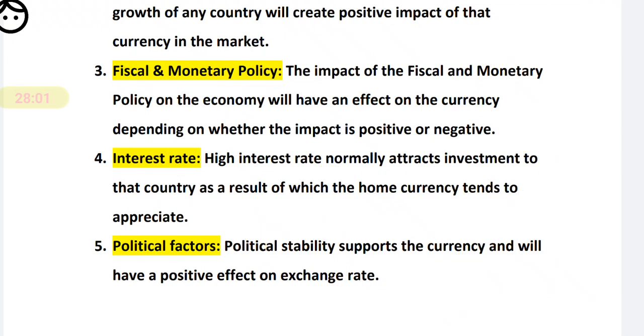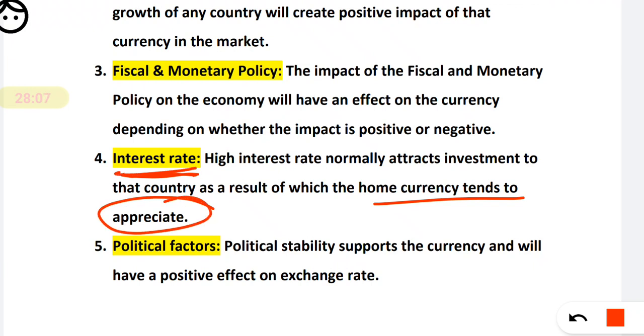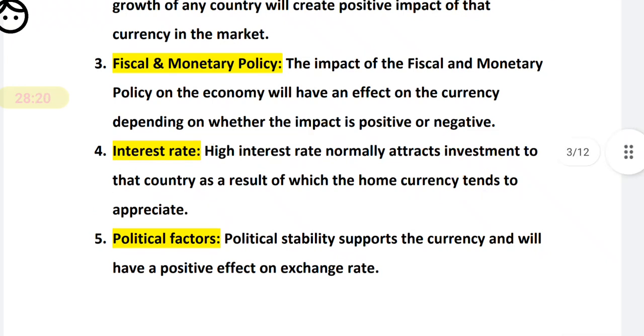Obviously, it is very simple. It is a positive relation between interest rate and home currency appreciation. If the interest rate is high, then obviously people will invest more, and that attracts investment. So the home currency will appreciate, that is, it gets stronger against the foreign currency. And next is the political factor.